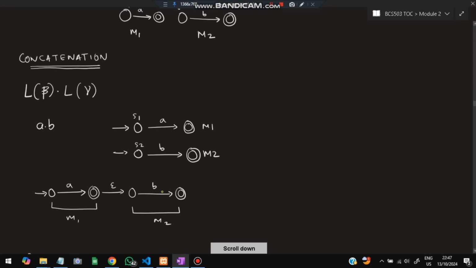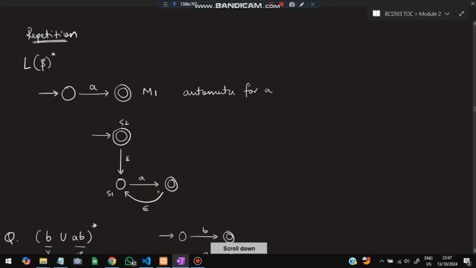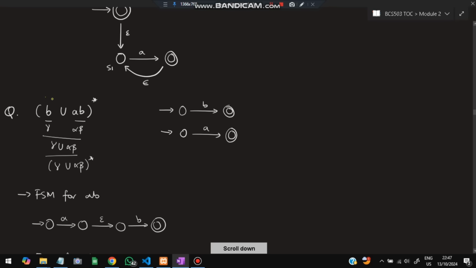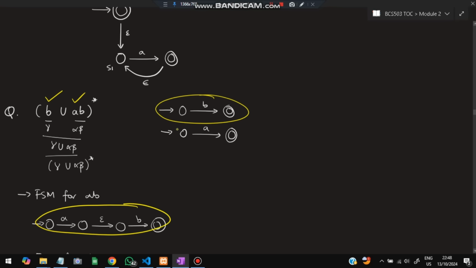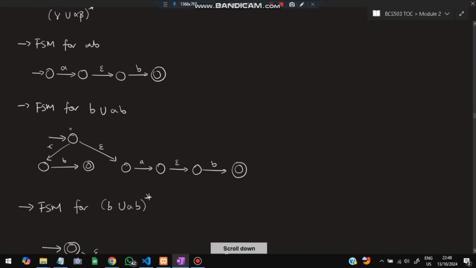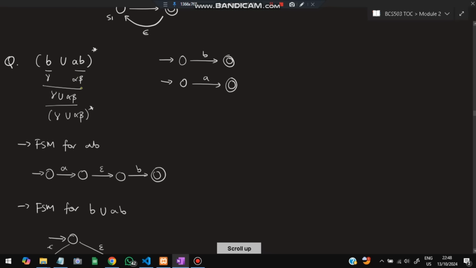So the same thing I have to do here also. Here our first state is B, and I have to do a union between B and AB, right? So B is the first state and AB is the second state. To do the union of these two, I have to take a new starting state and do the epsilon transition to B as well as AB. After this I have to do the star, right? I have done B union AB separately, this is done. After that, one thing remaining is star. So for this diagram I have to do the star.